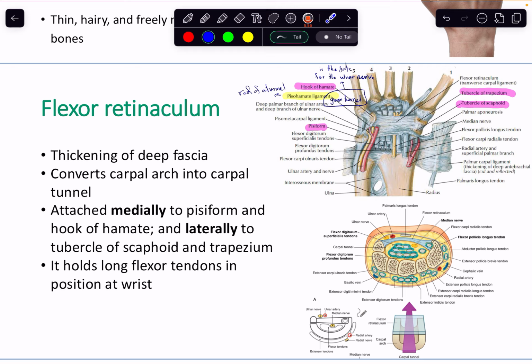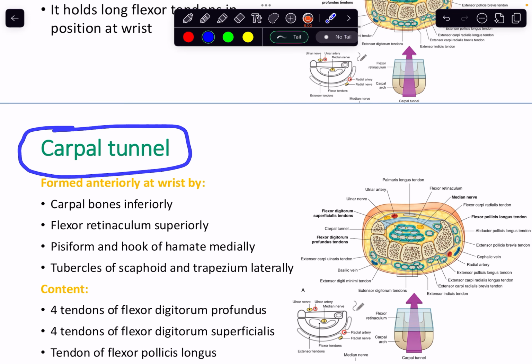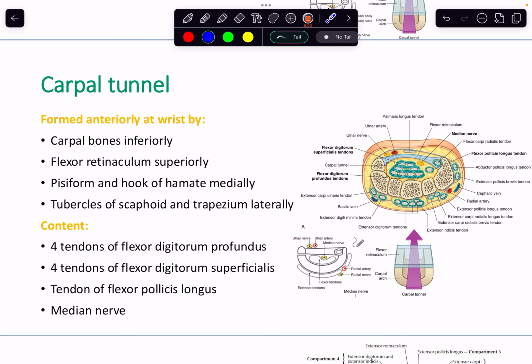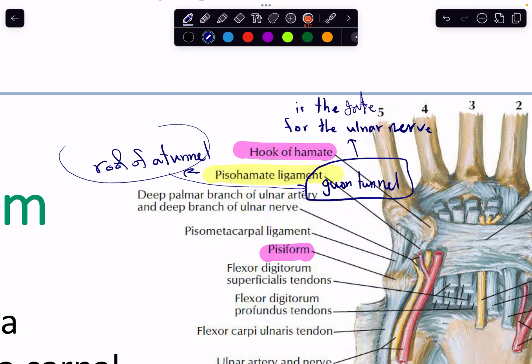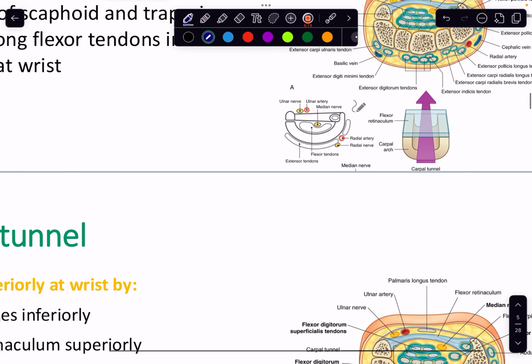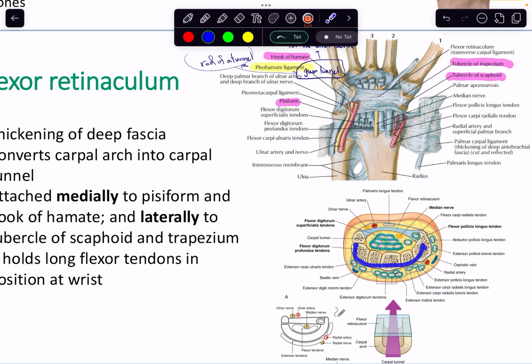Okay. Now, carpal tunnel. Just like we discussed the Guyon's tunnel, Guyon was the scientist. The other name was pisohamate tunnel. This is the carpal tunnel because it is formed by the carpal bones. So if you see the cut section, you can see the bones here that form the floor and the lateral wall. And this is the roof formed by the flexor retinaculum.